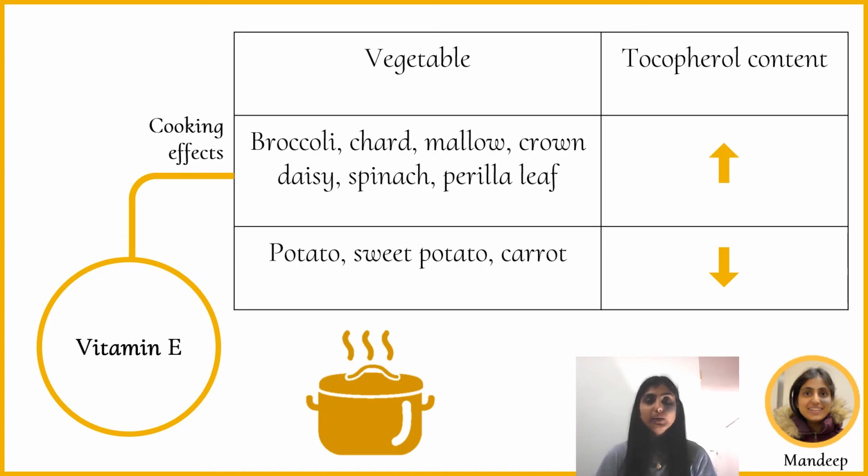Then what are the effects of cooking on vegetables? In some vegetables, cooking increases the vitamin E content, or basically the tocopherol content of the vegetables. Like in broccoli, spinach, and perilla leaf, cooking increases the tocopherol content. On the other hand, in potatoes, sweet potato, and carrots, cooking decreases the tocopherol content.